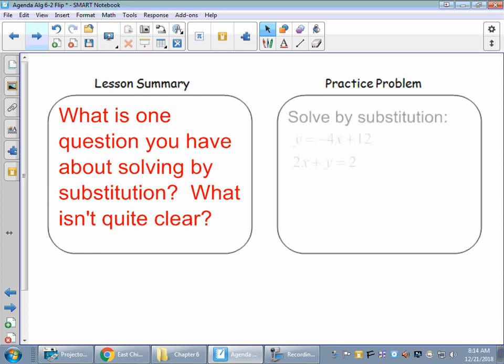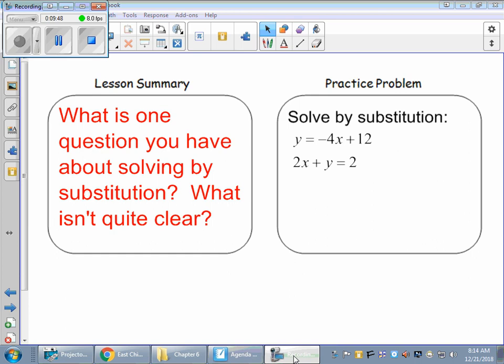And then for your practice problem, you're going to solve this by substitution. And it's nice because you've got a nice little y equals there for you. Okay? That's it for substitution. Bring some questions, and we'll be ready to go tomorrow. See you next time.